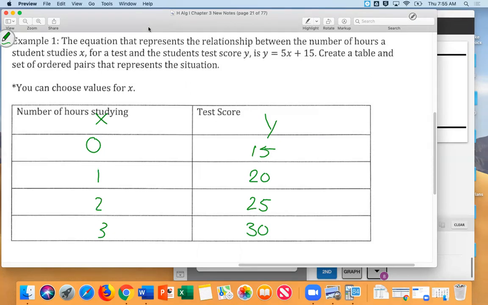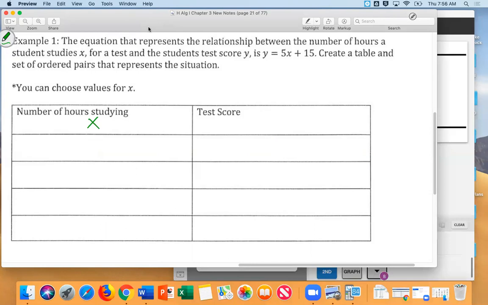Now, how could I do it if I didn't have a calculator? Without a calculator, this is what I do. It's very simple. Start out. That's X.